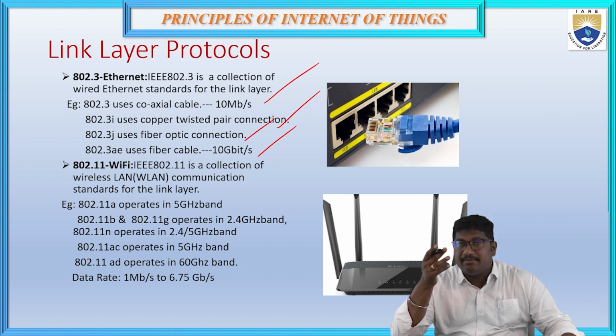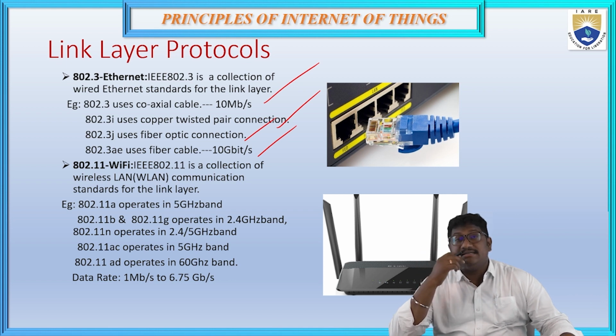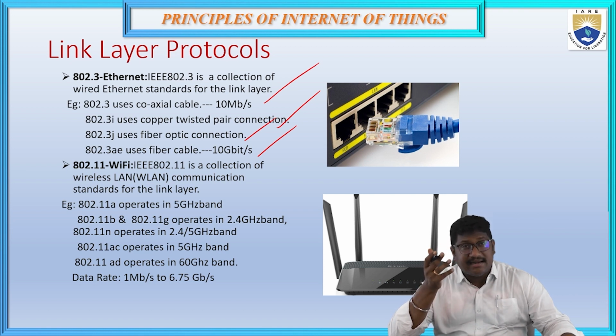If you use coaxial cable, 10 Mbps. If you use twisted pair connection, 15 Mbps. And if you use fiber optics, there is 99% accuracy. If you use fiber cable, 100% accuracy, like 10 gigabits per second. So the data transmission rate keeps increasing very high.